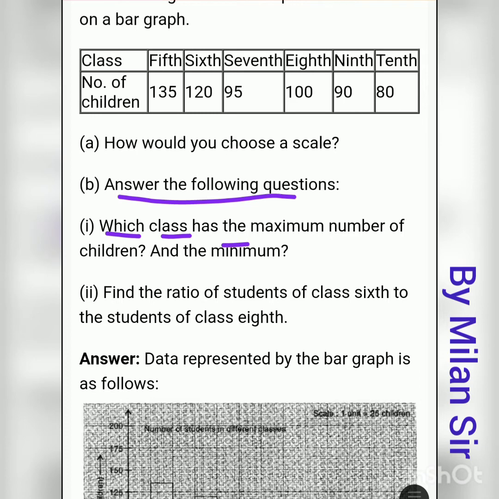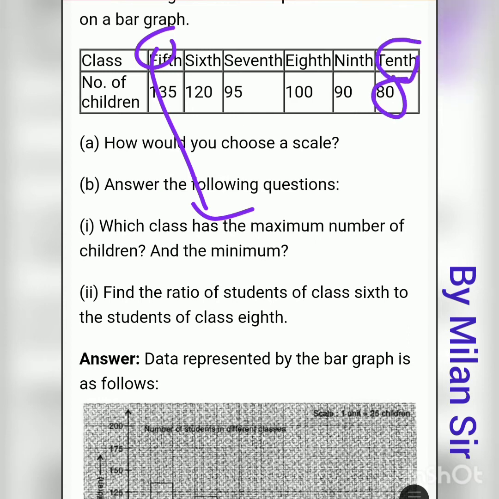Answer the following questions. Which class has the maximum number of children and the minimum? You can see from the table, otherwise you can see from the graph. The highest number is 135, right? And it is of class 5th. So we can write the answer: 5th class has the maximum number of children. For the minimum number here we have 80. It is for class 10th. So class 10th has the minimum strength.